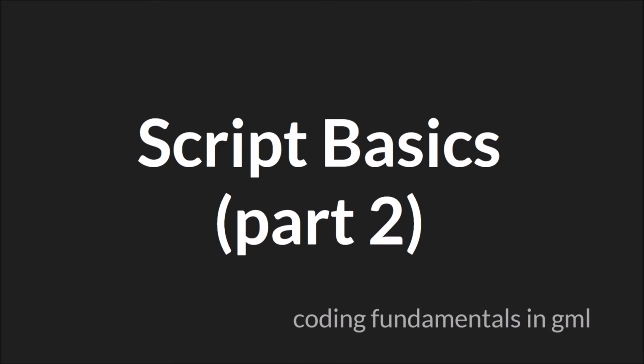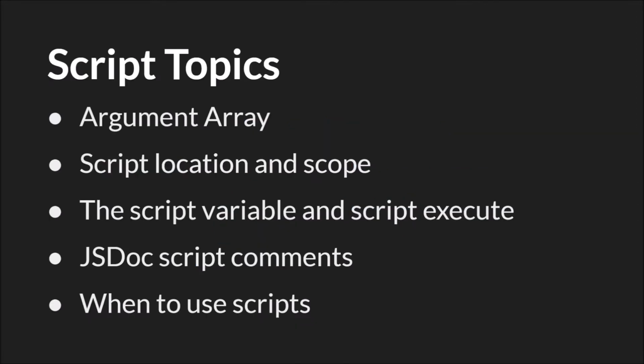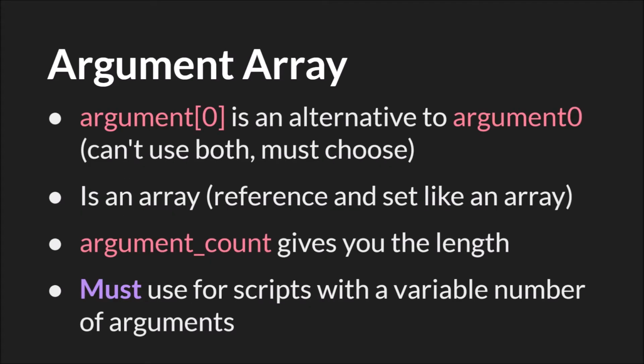In this tutorial, we're going to be talking about scripts again. Specifically, we're going to be talking about these 5 topics. We're going to be talking about the argument array, where scripts are located or where they run in your code, the script variable and script execute, the built-in GameMaker function, script execute, JSDoc Script Comments, and just in general when to use scripts. So first, let's start with the argument array.